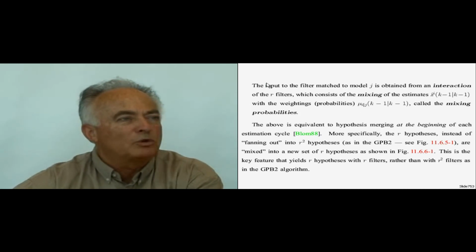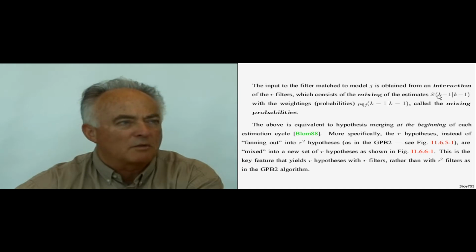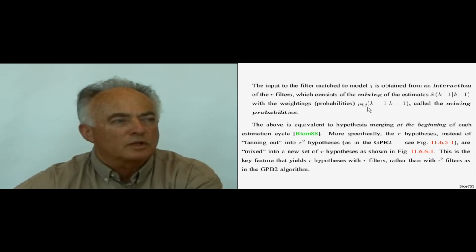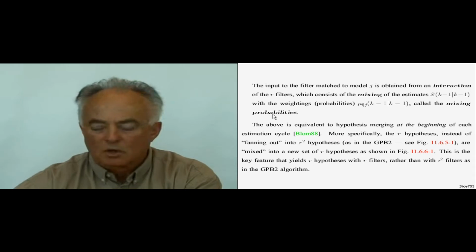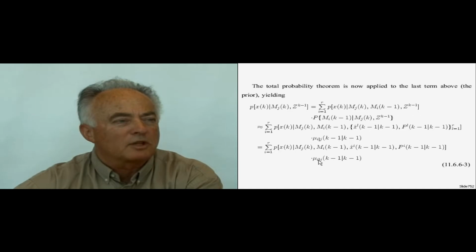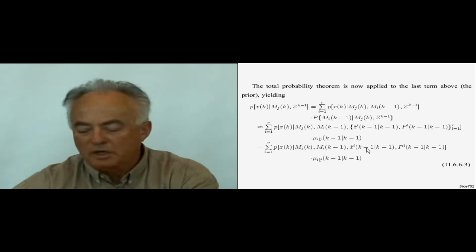So the input to the filter matched to mode j follows from the interaction of the other R filters, which results in a mixing of those estimates x hat i, k minus 1, with weighting probabilities mu ij, called the mixing probabilities. This is how the estimate based on the past data will be calculated.